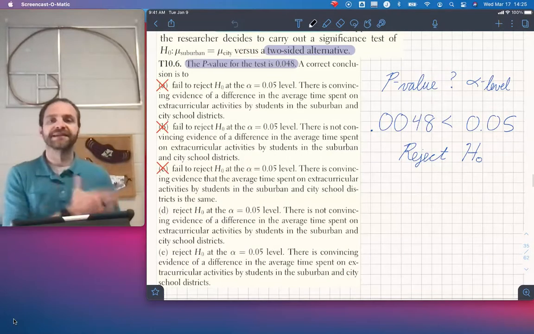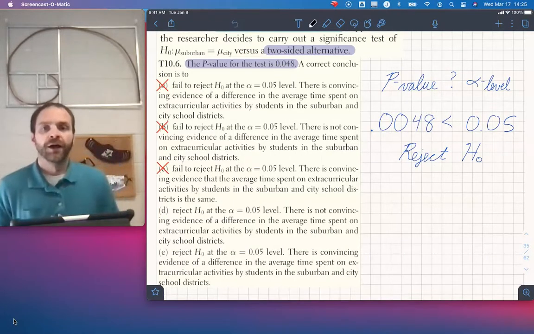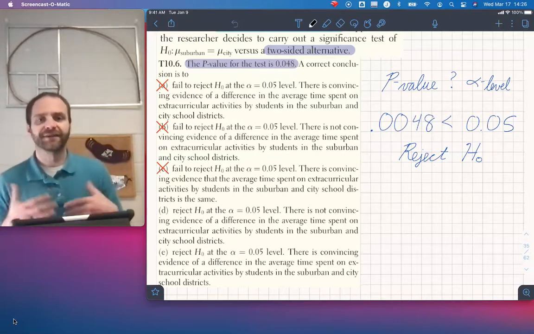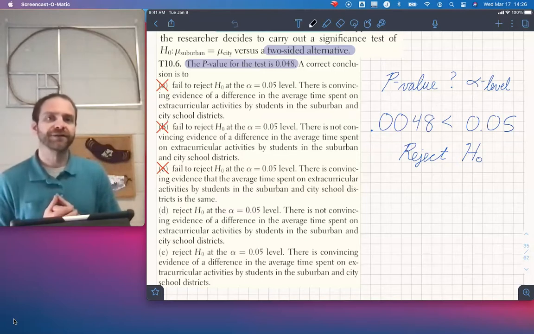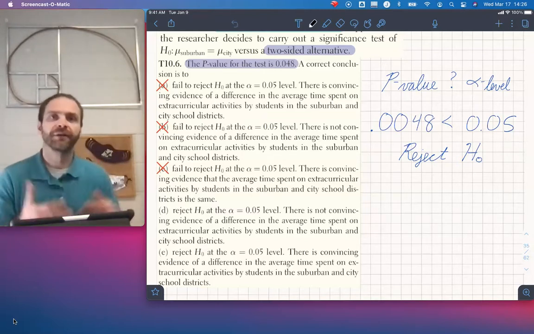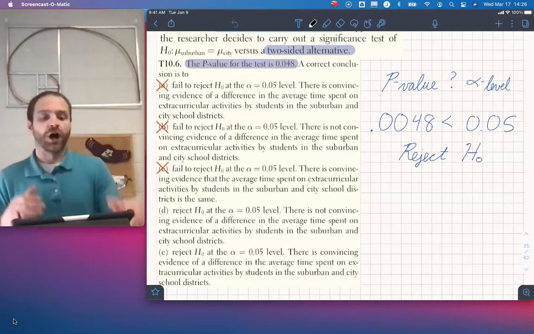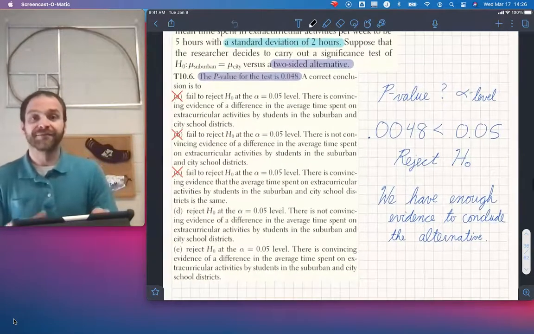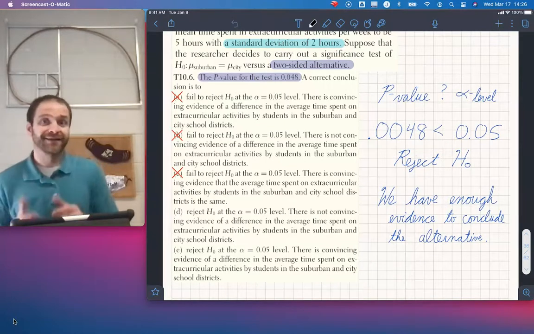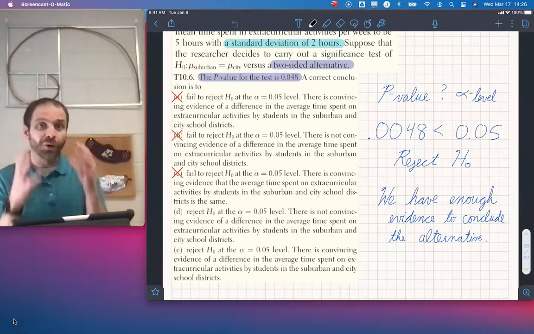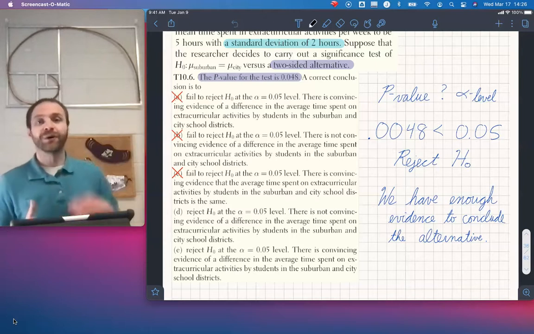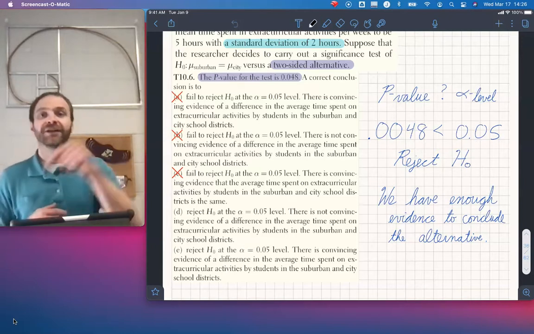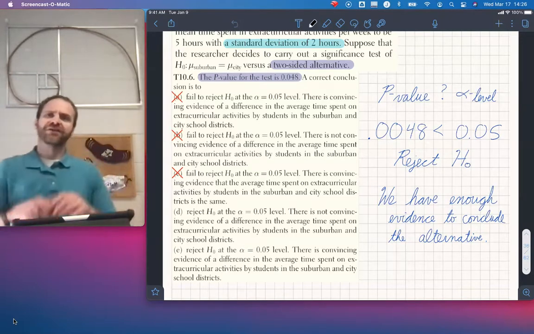If we scroll up, you can see D and E are left. So now let's go a little bit further. Reject the null at the alpha equals 0.05 level. There is not convincing evidence of a difference in blah, blah, blah. Or reject the null at the alpha equals 0.05 level. There is convincing evidence at the blah, blah, blah. I'm saying blah, blah, blah because they have that all the same. The only difference is the convincing evidence or not enough convincing evidence, insufficient evidence. That's the only difference between D and E. Well, when you reject the null, you are saying you have convincing evidence to conclude the alternative. So D is saying you reject the null and you don't have it.